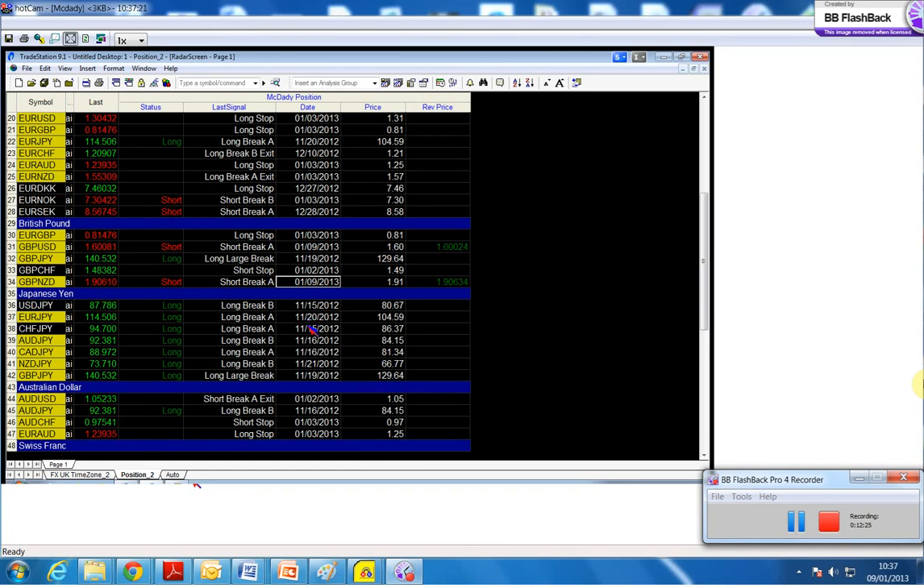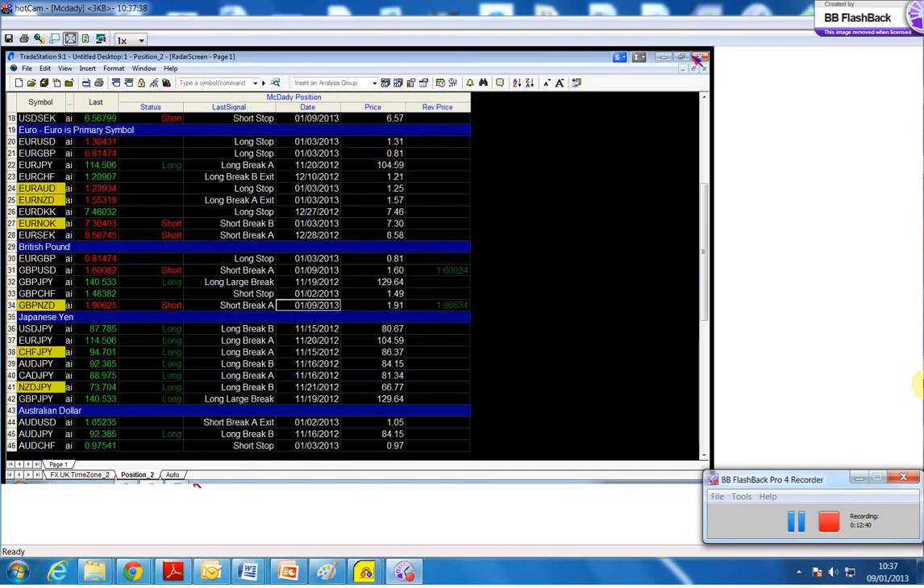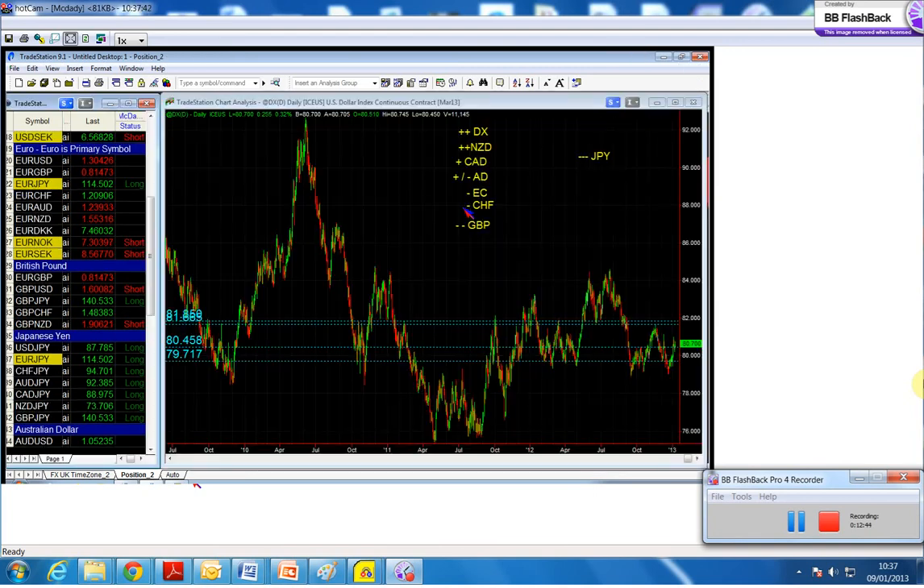And what else? These are primarily the ones from the majors that we trade. And we also have the Euro Aussie and the Euro New Zealand pushing down. So basically that is the currency picture.